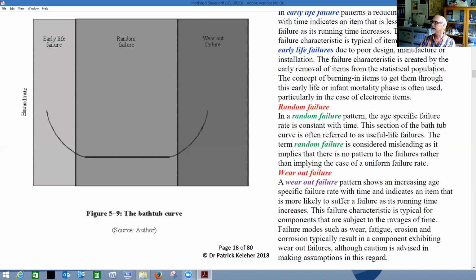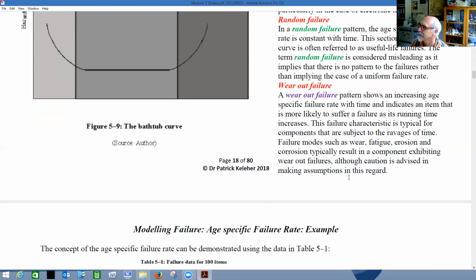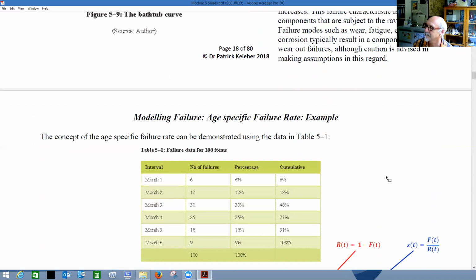The wear-out failure pattern shows an increasing age-specific fail rate, in other words, the older it is, with time it indicates an item that is more likely to suffer failure as running time increases. So keep using it, obviously, and it gets older and older and gets worn out. This failure characteristic is typical for components that are subject to the ravages of time. Failure modes such as wear, fatigue, erosion, and corrosion typically result in a component exhibiting wear-out failures, although caution is advised in making assumptions in general. So again, you might say that things have been there for quite some time. It's just lucky that it's still there. But ultimately, it will wear out.